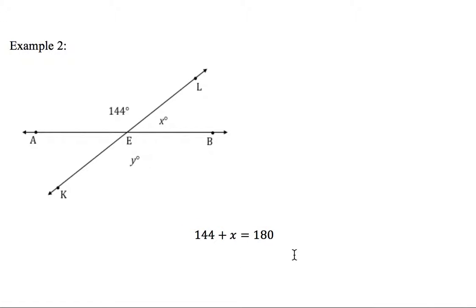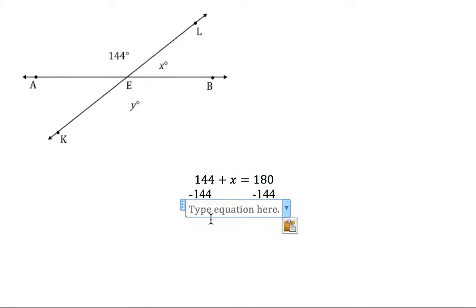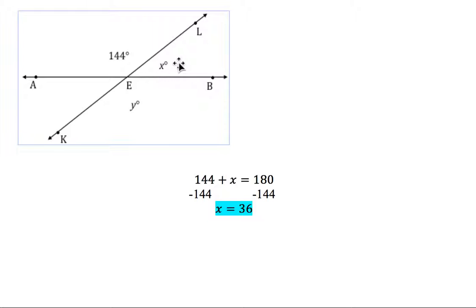If I subtract 144 on the left, and I subtract 144 on the right, I'm left with 144 minus 144 is 0. So x equals 180 minus 144, which is 36. And there is my value for x. So this angle is 36 degrees.